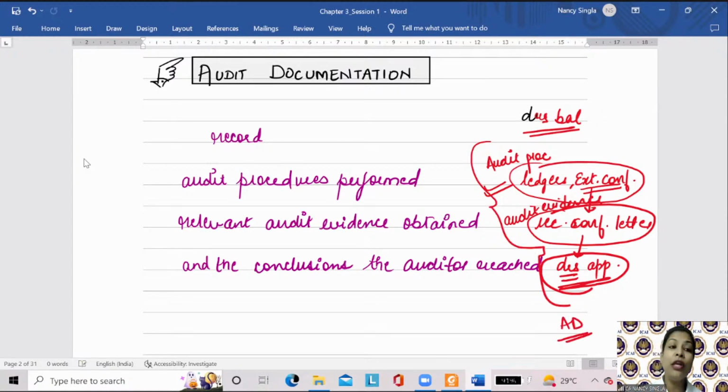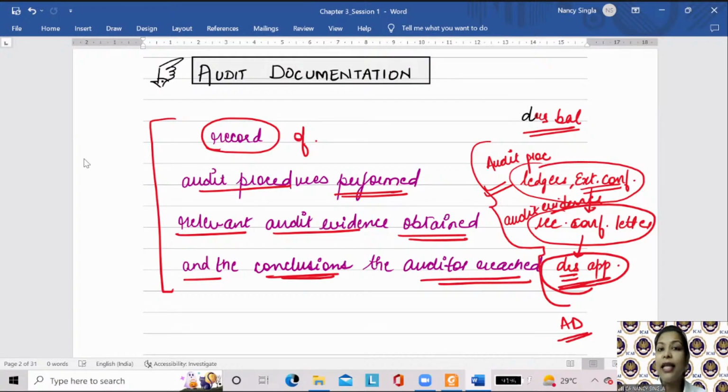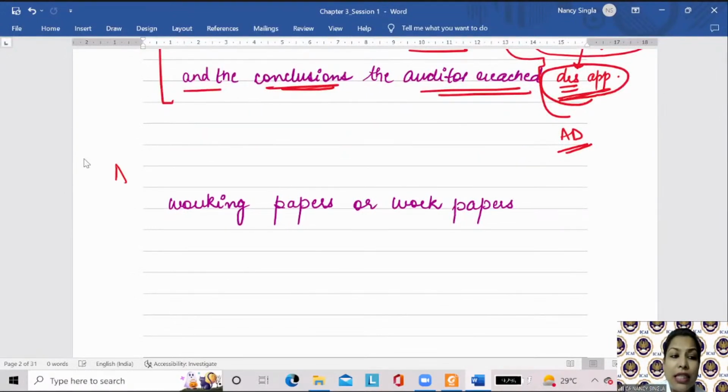Audit documentation. So I can say audit documentation is a record of audit procedures performed, relevant audit evidence obtained, and the conclusions the auditor reached. When the auditor maintains a record of each and every audit procedure that he performed during the conduct of audit, each and every audit evidence that he obtained, and each and every conclusion that he reached in conducting his audit of the financial statements, a record of all that is audit documentation. And where is this definition given? SA 230. And I told you the name is as simple as audit documentation. SA 230. This audit documentation is also known as working papers or work papers of the auditor.